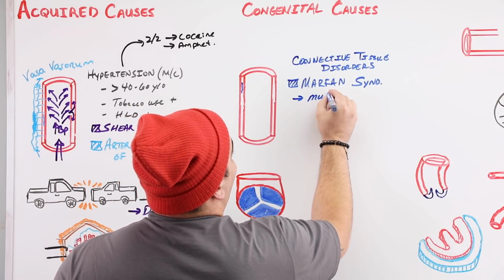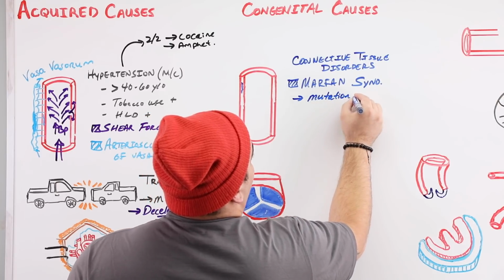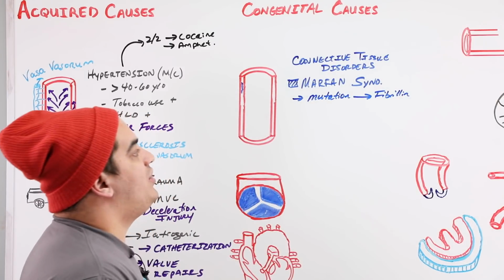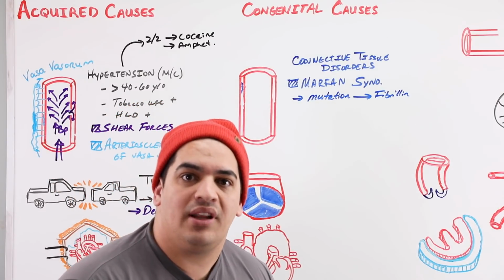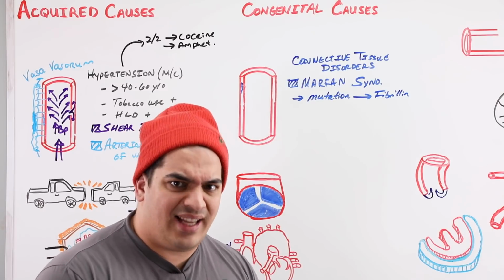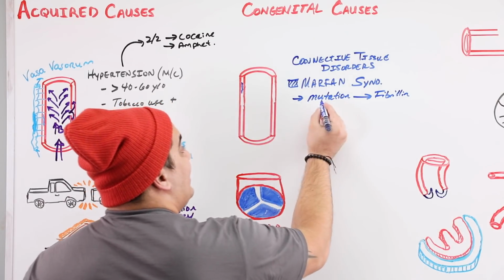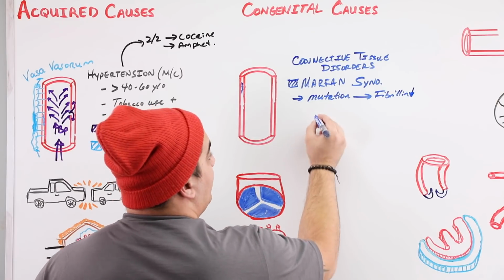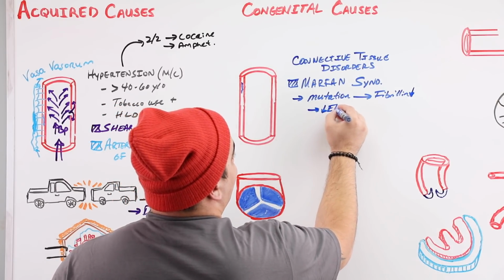They have a mutation in the gene that synthesizes or leads to the translation of a protein called fibrillin. Now, fibrillin is a protein that is good for a lot of your elastic lamina, provides a good amount of elasticity to the vessel. If you have a defect in this and you have a decrease or mutation in the fibrillin gene, you then decrease your elasticity.